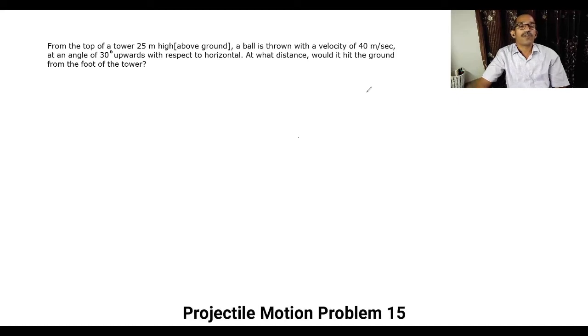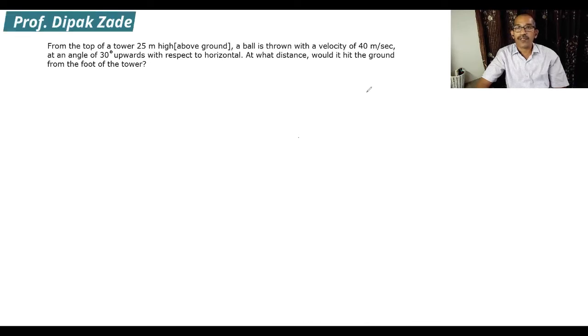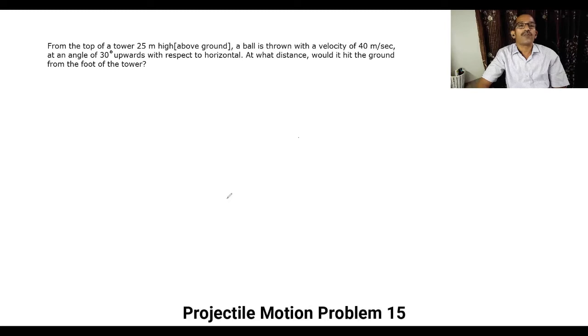In this problem, what is given: from the top of a tower 25 meters high, a ball is thrown with a velocity of 40 meters per second at an angle of 30 degrees with respect to horizontal. That means there is one tower, height is 25 meters, the initial velocity of the ball is 40 meters per second, and its inclination is 30 degrees with respect to horizontal in the upward direction. At what distance would it hit the ground from the foot of the tower?